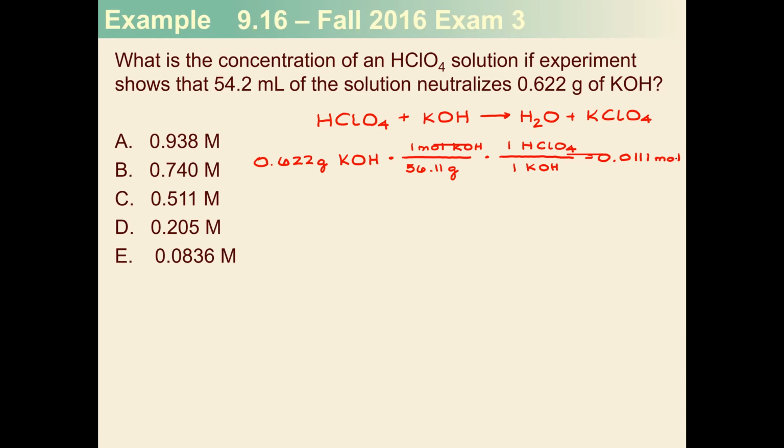So what can I do now? I am going to divide by the volume of the acid in order to produce the concentration. So I will now divide, make sure that you convert your milliliters to liters. So now my denominator is 0.0542 liters. And what I will now do is have a concentration of my HClO4, which is going to be 0.205 molar HClO4. If I look at my answer choices on the left, you will see that that is going to be answer D.